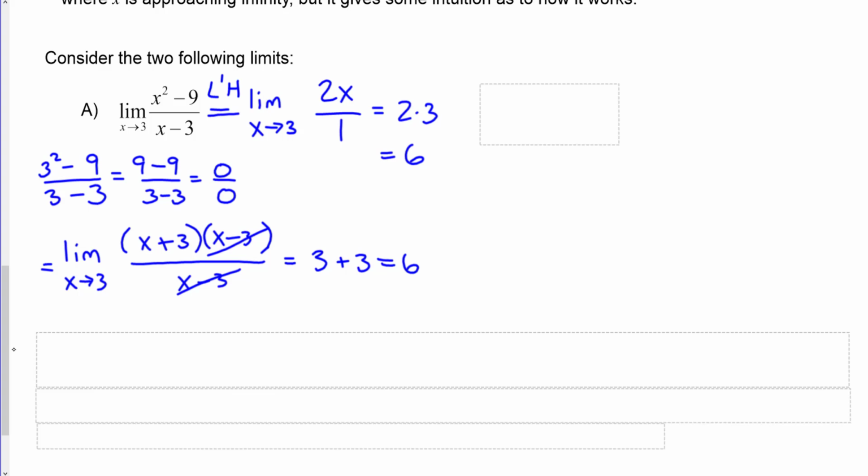That's much easier to get to the answer than what we did with factoring, because it's usually just as easy even if square roots or fractions or anything else is involved. The derivatives are usually pretty straightforward. Here's another example. The limit as x goes to 0 of sine x over x.